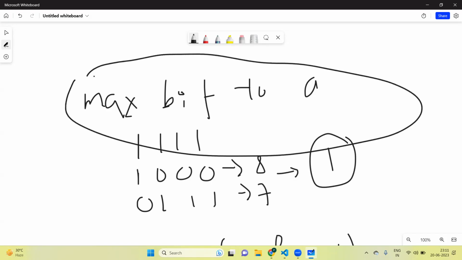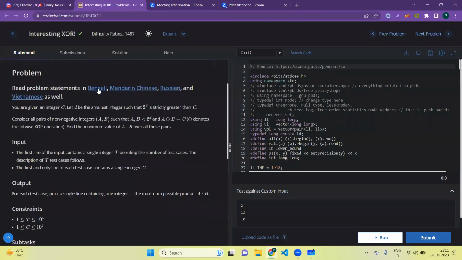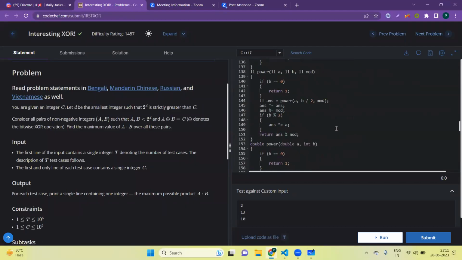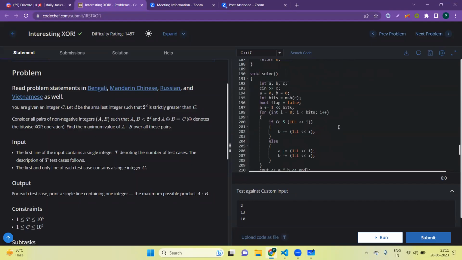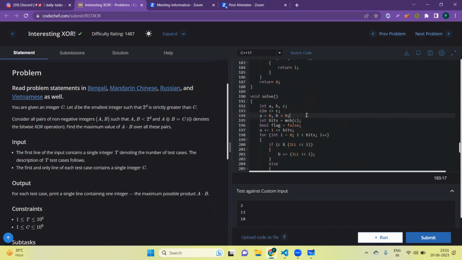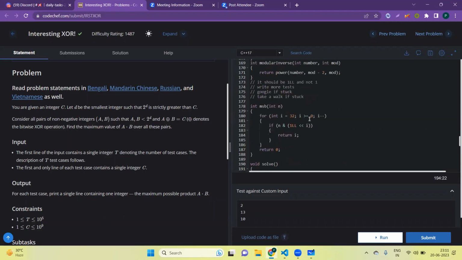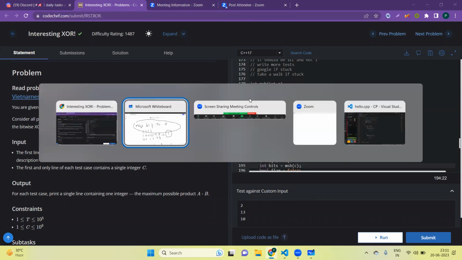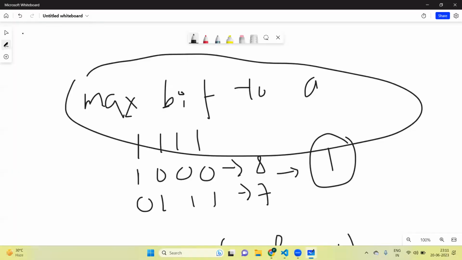So let me share my code. First I'm declaring three variables, a, b, and c, and since c is given, I'm taking input of c. Initially a is 0 and b is 0. What this bit says, we are finding the most significant bit of c. Do you guys know what most significant bit is? I'll explain what most significant bit means.